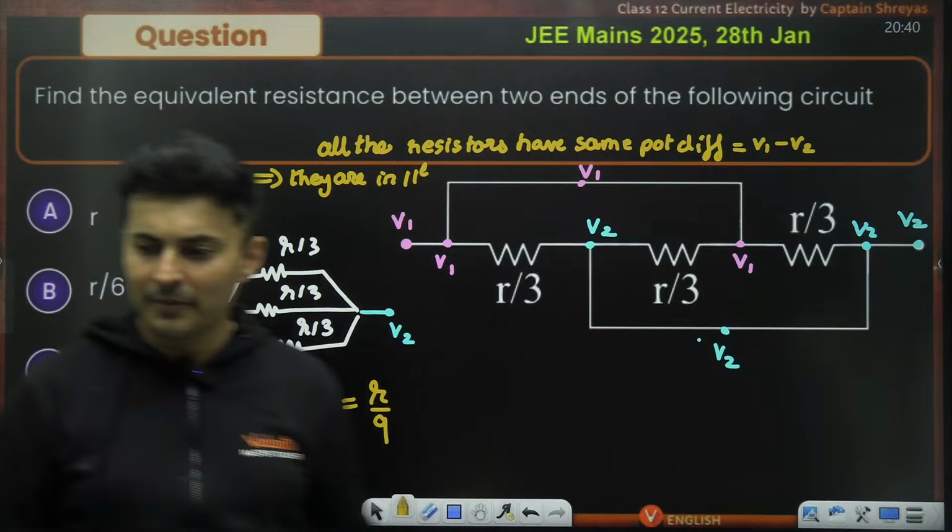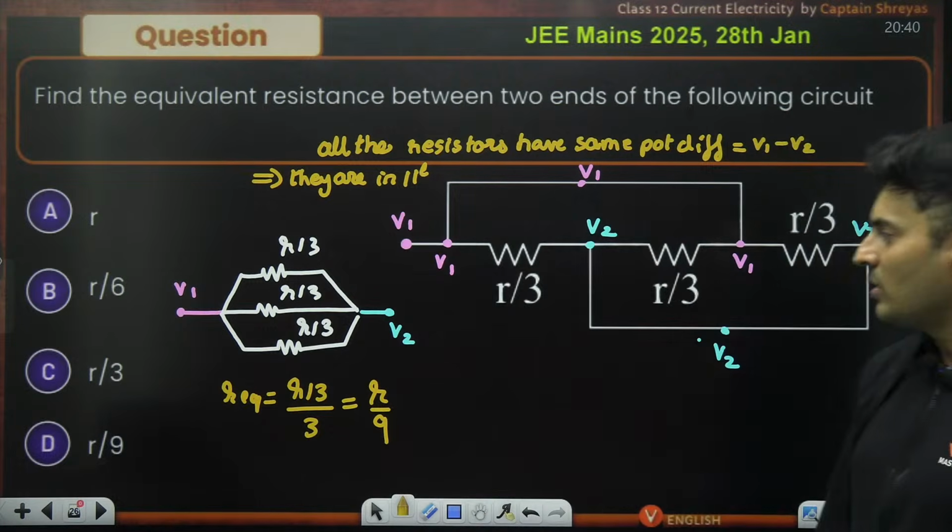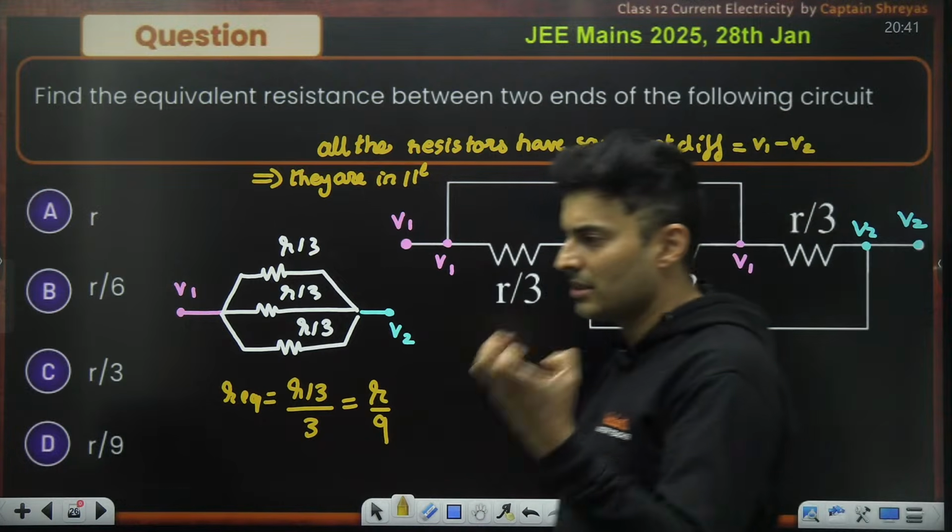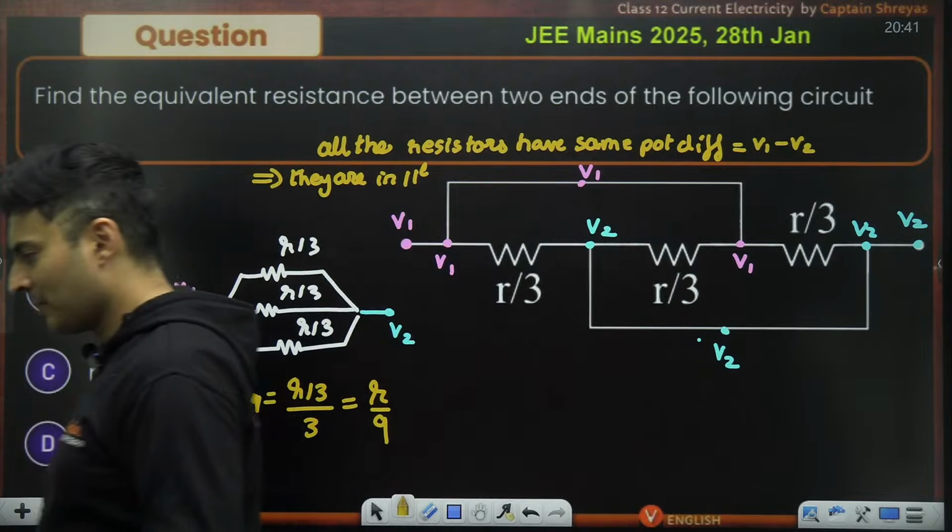Is that clear, everyone? It will be R by 9, because 3 resistors in parallel. So each resistor divided by the number of resistors.